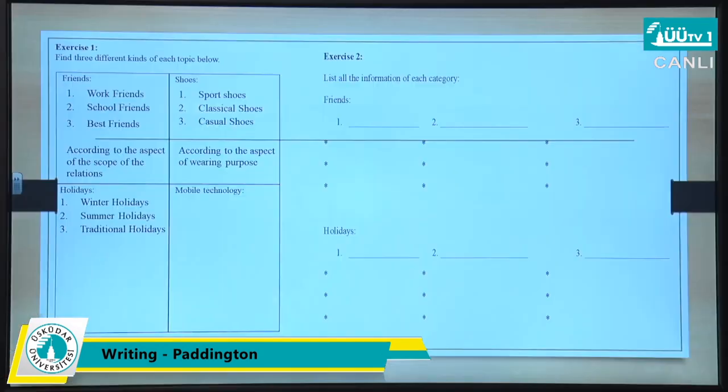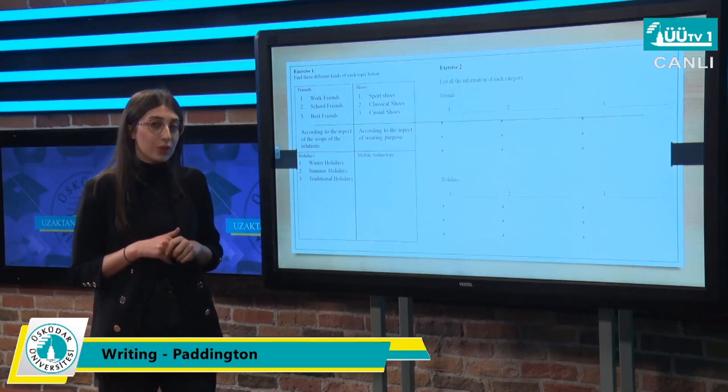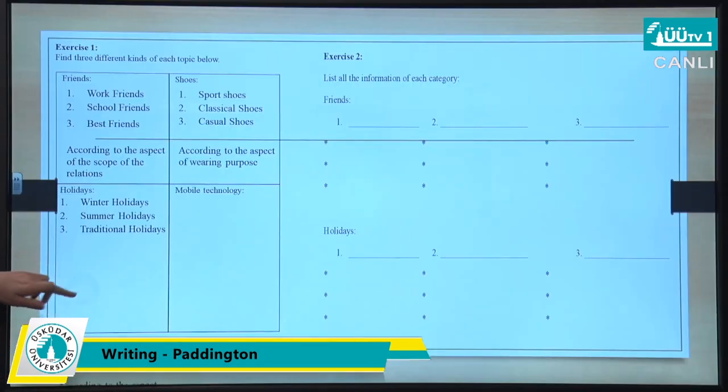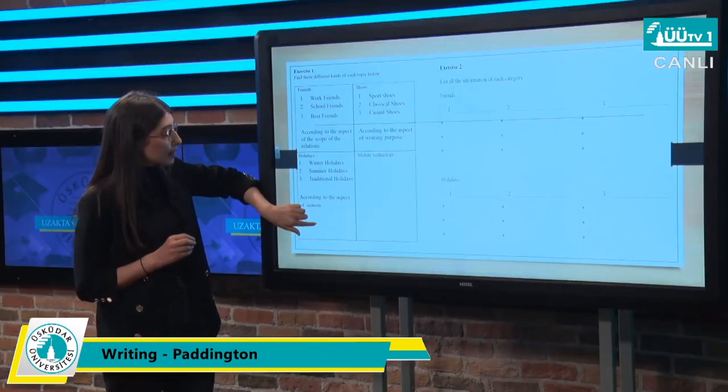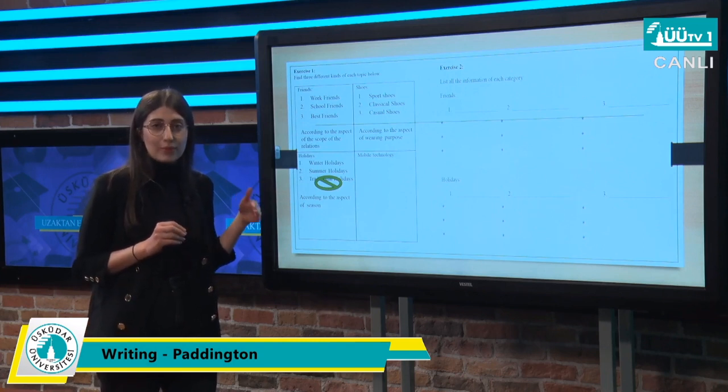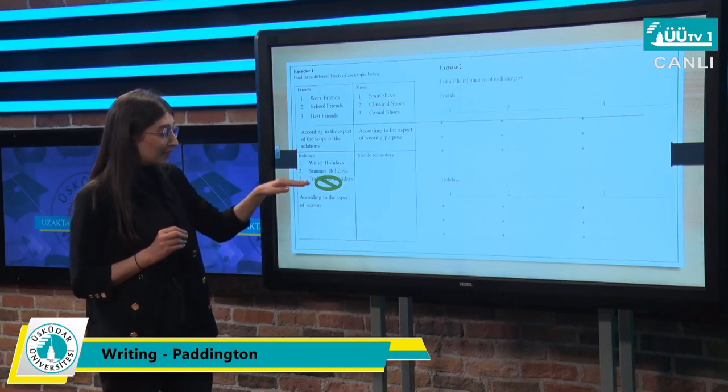Later, here you can see holidays. The topic is holidays, and I chose winter holidays, summer holidays, and traditional holidays. But if you listen to me carefully, you should guess that there is a mistake here. And what is the mistake? The last category is traditional holidays, but actually it's irrelevant, because I wanted to talk about the holidays according to the aspect of season. So I want to talk about winter holidays, summer holidays, and not traditional holidays. Another one might be spring holidays or autumn holidays, but not traditional.